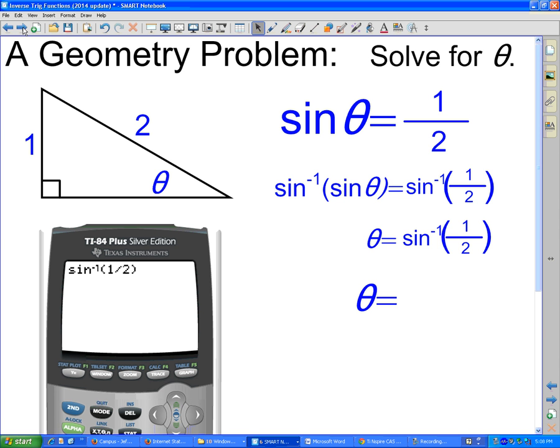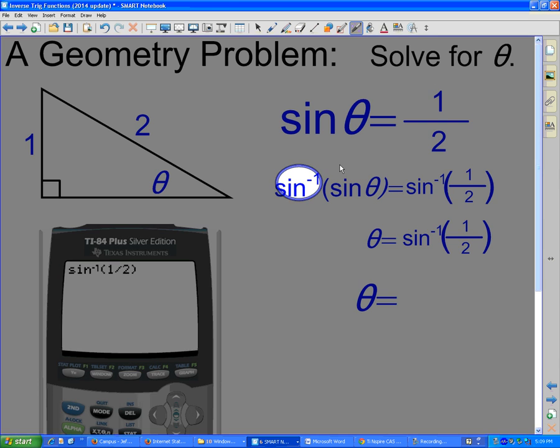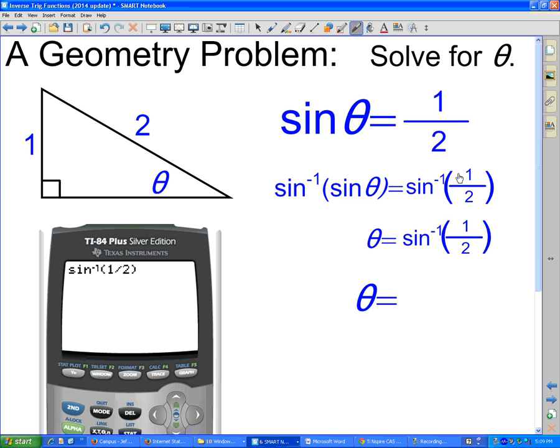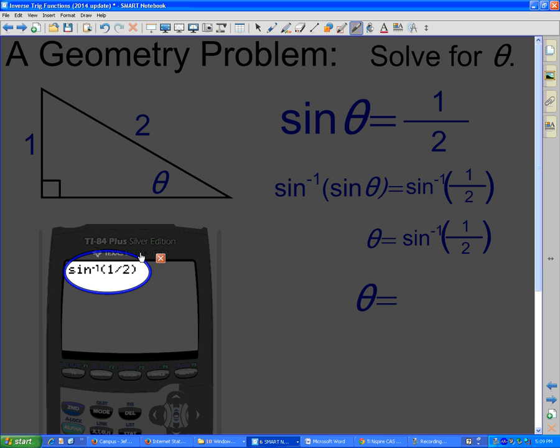This is a geometry problem all the way back from your geometry class, where you were just solving for an angle. And what we did here is we set up the relationship. We had the opposite and the hypotenuse, and so we said the sine of theta is opposite over hypotenuse, 1 over 2. And then, as you can see right here, we took the inverse sine of each side so that we undid the sine, and theta was equal to the inverse sine of 1/2. And then we plugged it into our calculator. I think everybody remembers doing a problem like this at some point, right?